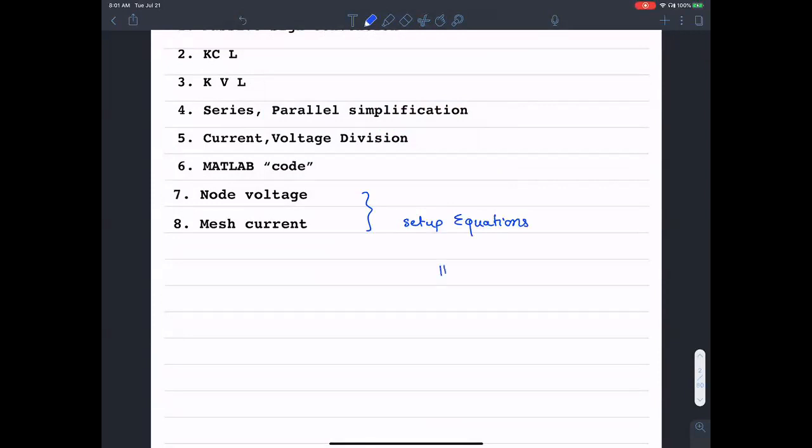If there are n unknowns, you use KVL or KCL. When you're using node voltage method, you use KCL. When you're using mesh current method, we will see in today's class that you'll be using Kirchhoff's voltage law. To set up equations, if there are n unknowns, that would require you to set up n equations. Then it's a matter of solving them using MATLAB, a set of linear system of simultaneous equations.